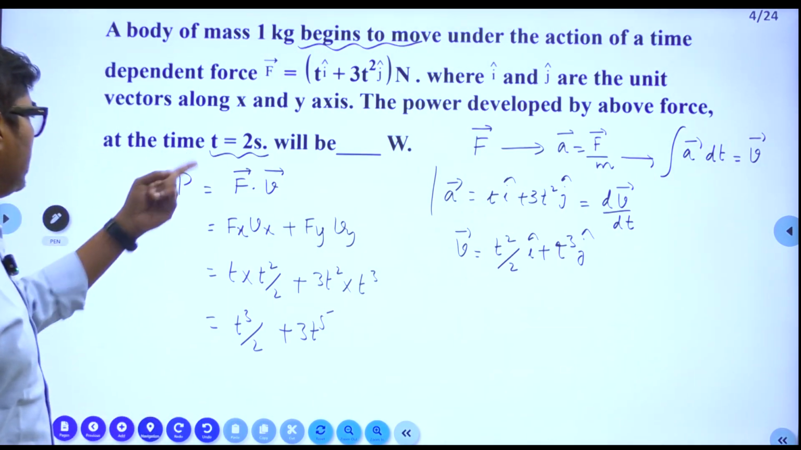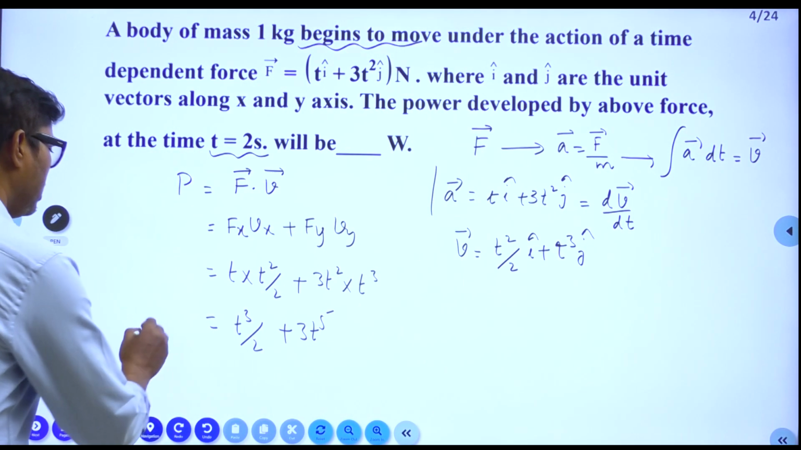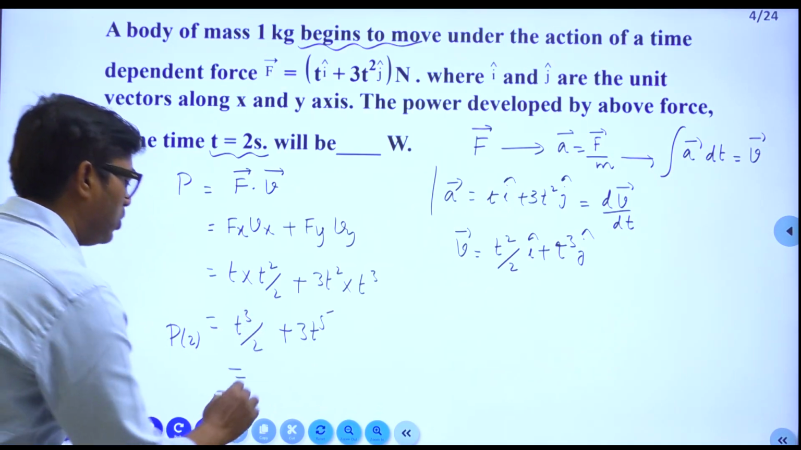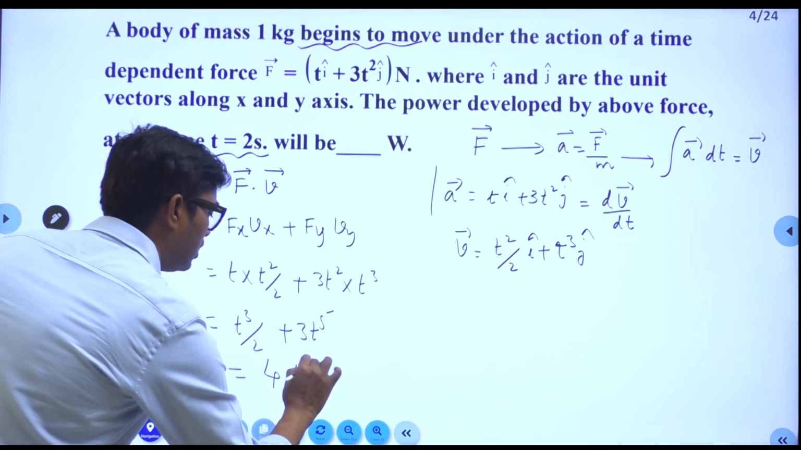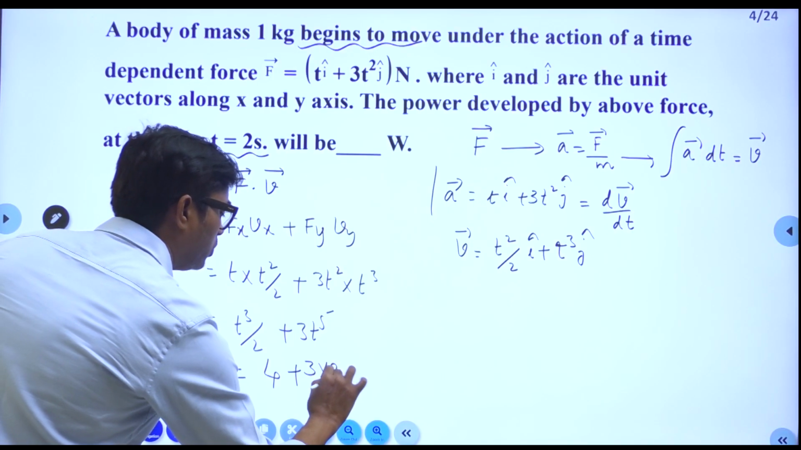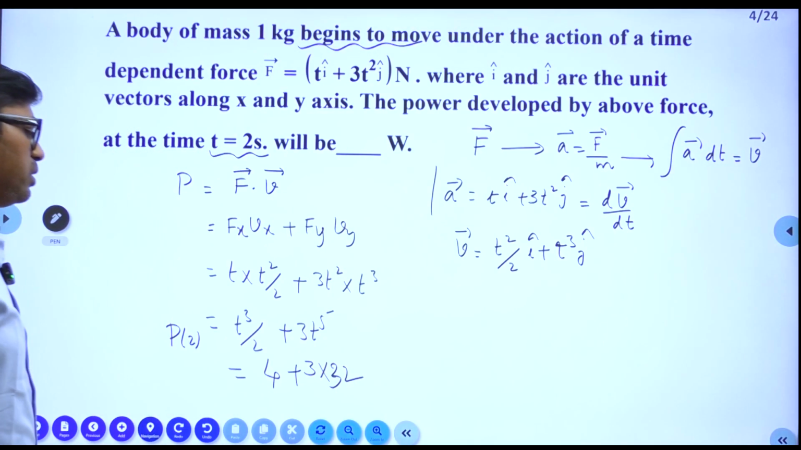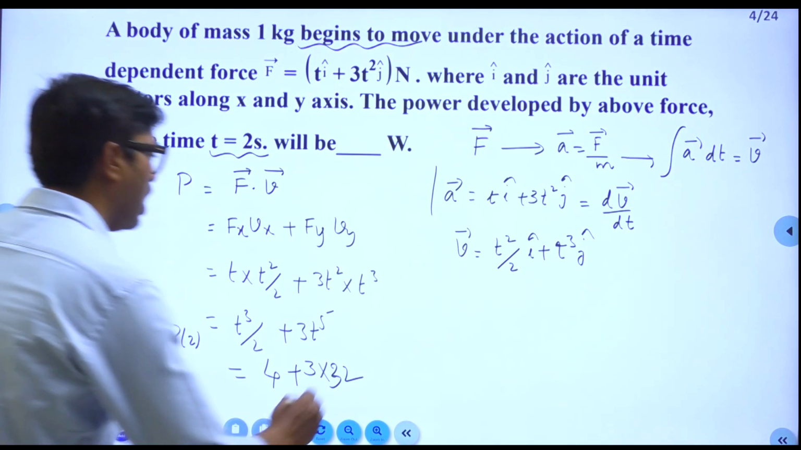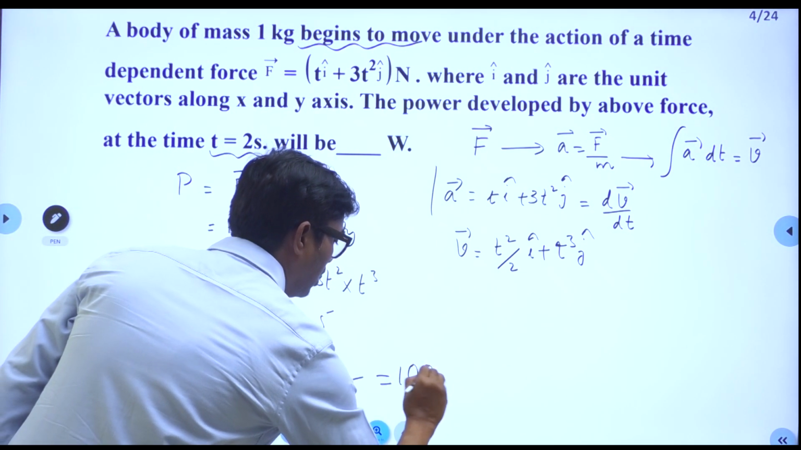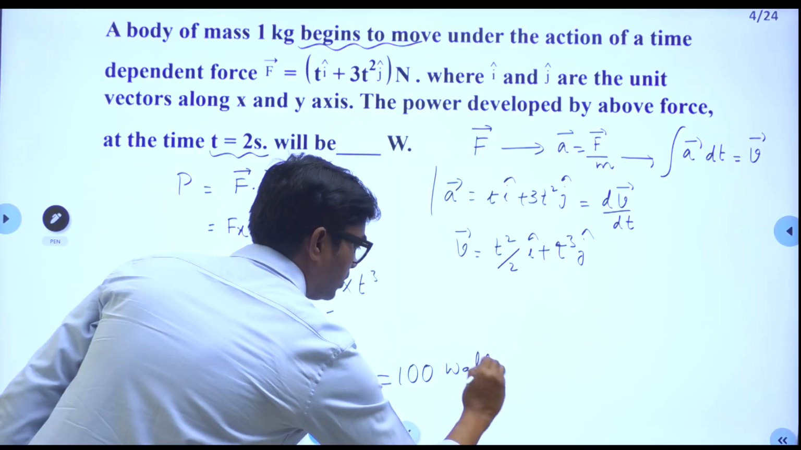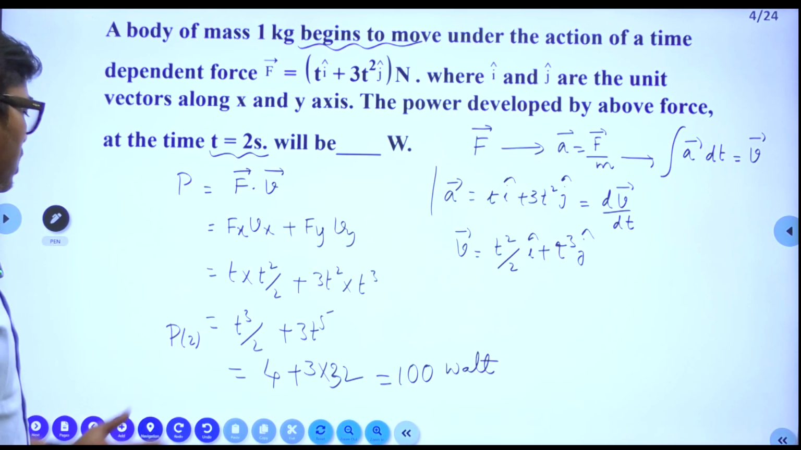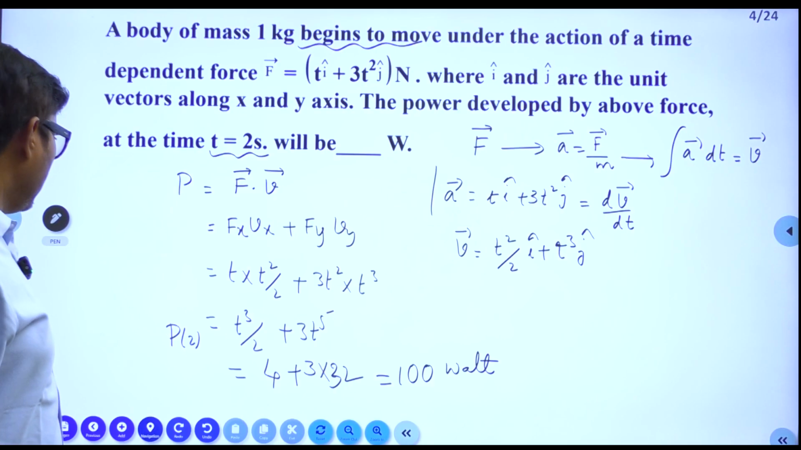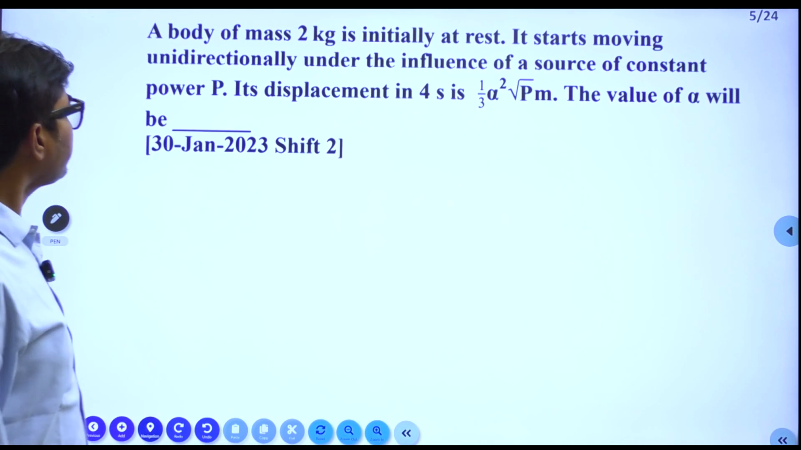If you want to find the power at t equal to 2 seconds, you can substitute there. P at t equal to 2 seconds will be what? 8 by 2 is 4 plus 3 into 32. Okay, 3 into 32. How much is that? 3 2s are 6, 3 3s are 9. 96 plus 4, 100 you will have. 100 watt. That's about it. I think it is simple only. That is just finding the integration and then solving it. Let's move on to the next problem.